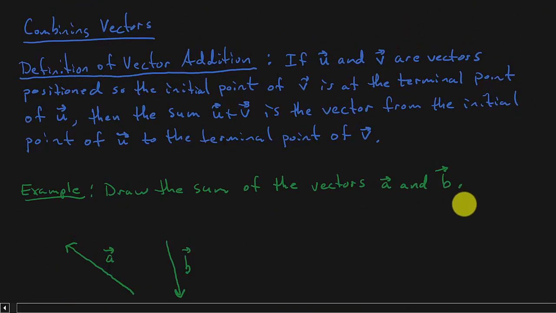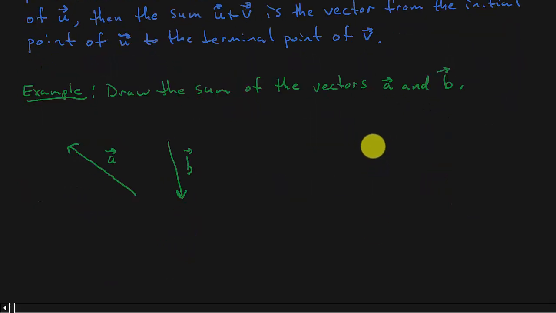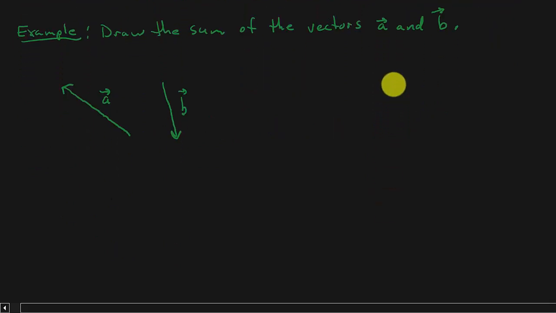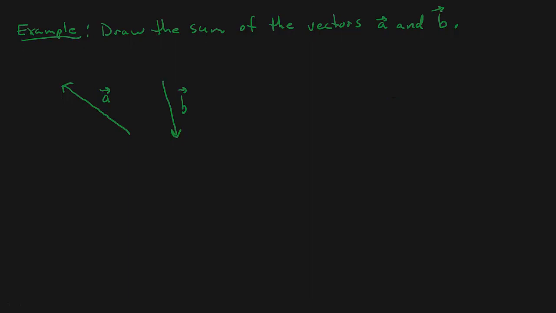All right, so let's look at this definition of vector addition. If vector u and vector v are vectors positioned so the initial point of vector v is at the terminal point of vector u, then the sum, vector u plus vector v, is the vector from the initial point of u to the terminal point of v. This tells us how to add vectors and how we can draw it. So let's do an example and let me show you what it looks like.